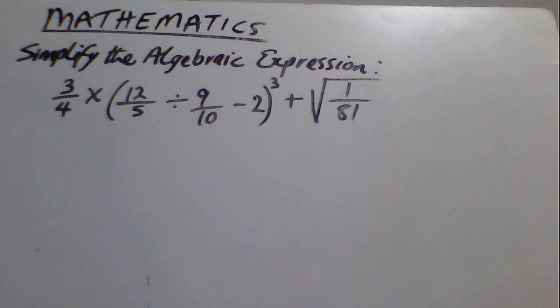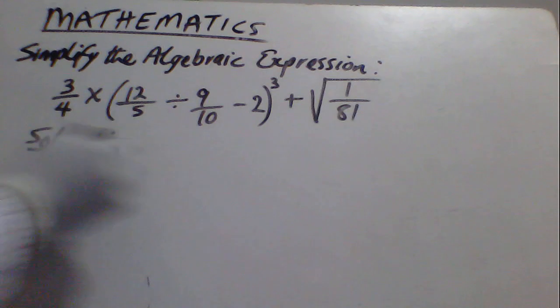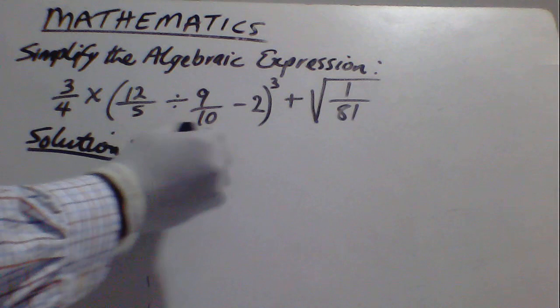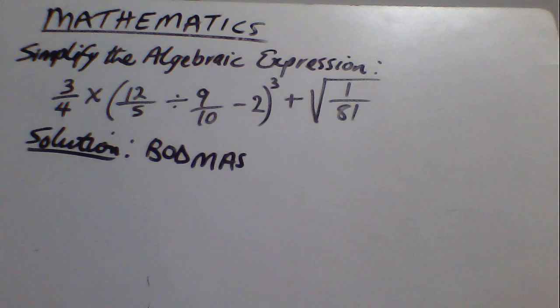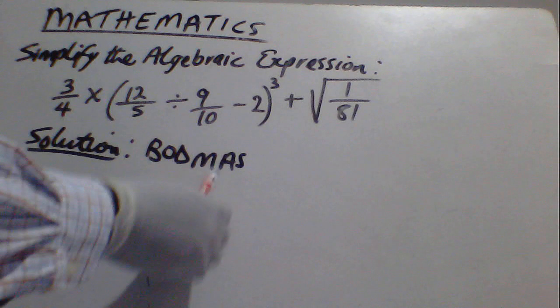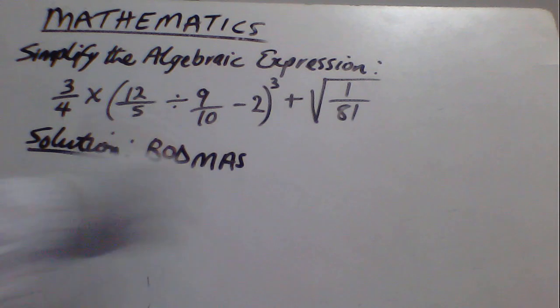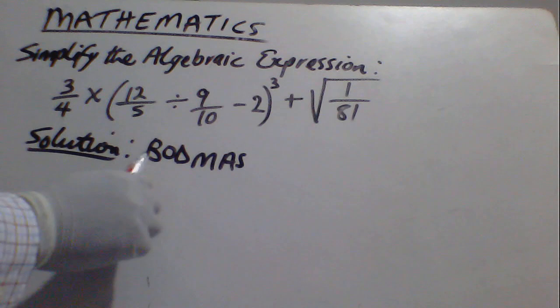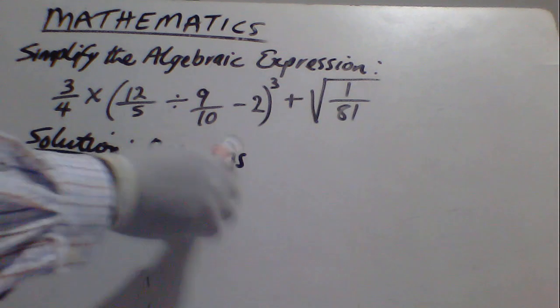The easy way to simplify this expression is to recall the concept of BODMAS. This abbreviation signifies bracket first. You solve the content in the bracket, then of or order, then division, multiplication, addition, and subtraction, in order of ascending order of power. This is the first thing you have to do.